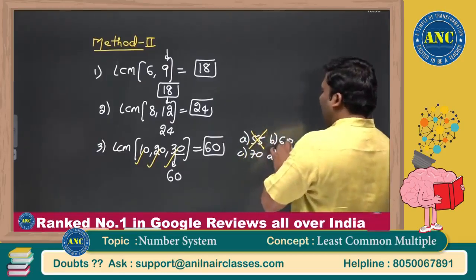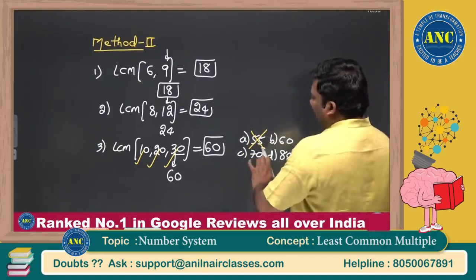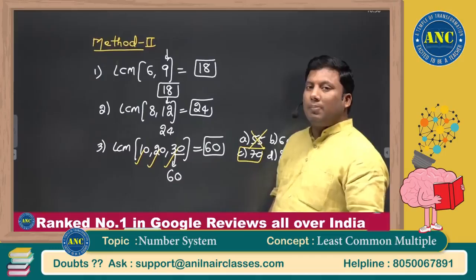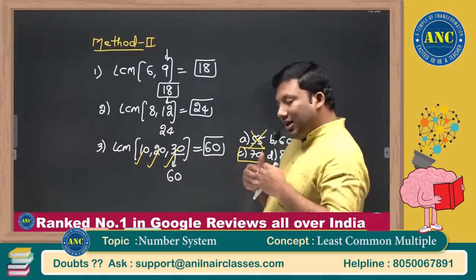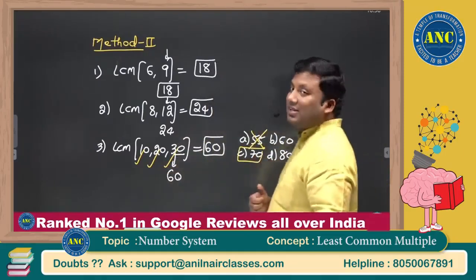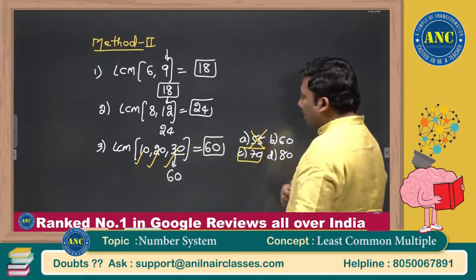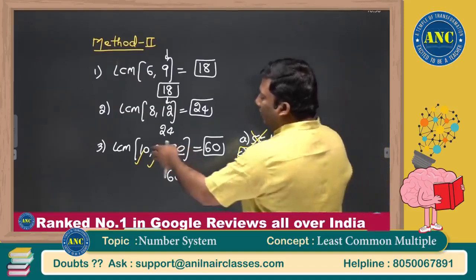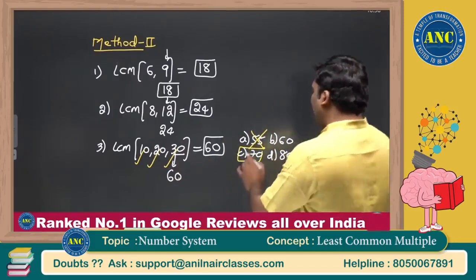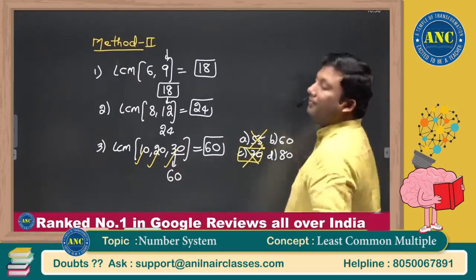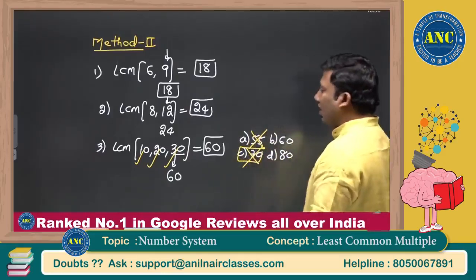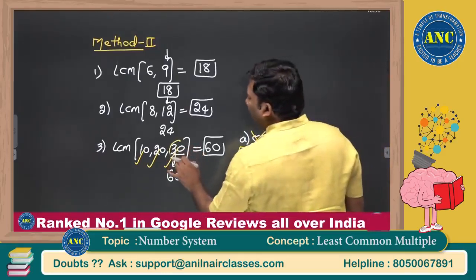Next one. We are stuck with 60, 70, 80. If it is 70, the answer is divisible by 7 and 10. The answer is nothing but the LCM of the given numbers. He is telling that the answer is divisible by 7. But none of the input values are divisible by 7. It is out.